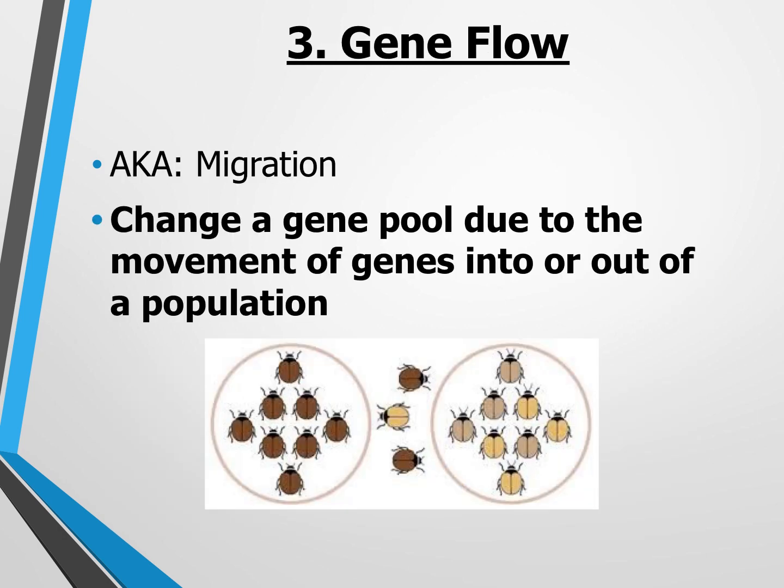Third is gene flow, which is really the same thing as migration. If you want to add to your notes, you can write migration. Gene flow is just a change in the gene pool due to the movement of genes in or out of the population. Here we have the dark brown beetles. Over here we have a population of the light brown and yellow beetles. You can see multiple beetles are going to migrate from one population to the next. When they migrate to new populations, they're going to mix up the gene pool. This light beetle is going to mate with these dark ones, and by mating, they're going to mix up the gene pool. These dark ones can mate with the light ones, and again, we'll mix up the gene pool.